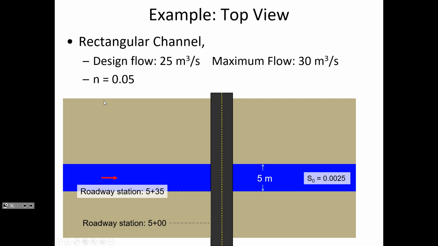Try and visualize. I've got 2 different views of this. We're starting with the top view. So I think you probably already have the idea that the road is this, and the creek is in blue. You can see the red arrow indicates that the water is flowing from the left towards the right. And you can see that the width of the creek is 5 meters. And we're going to assume that it's a rectangular channel.